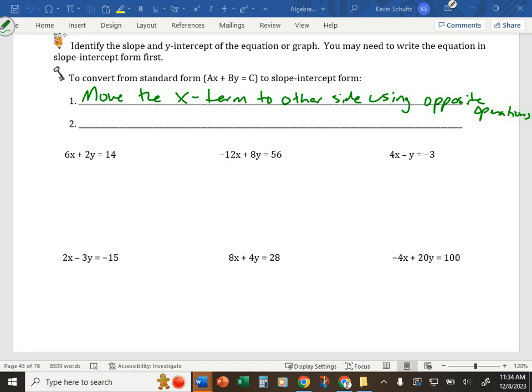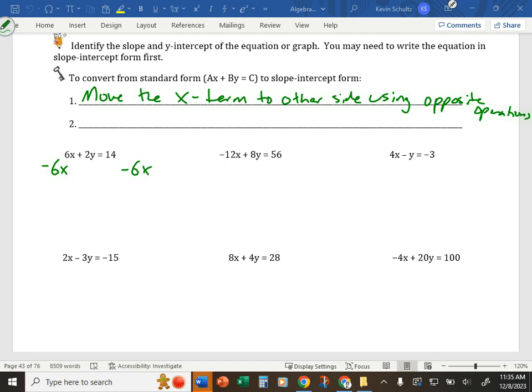Okay, so just this first one here, 6x plus 2y equals 14. We want to get x on the other side of the equal sign. So we are going to subtract 6x from both sides. It's two steps to do it, yes. We are essentially getting y by itself. So in a sense, yeah.